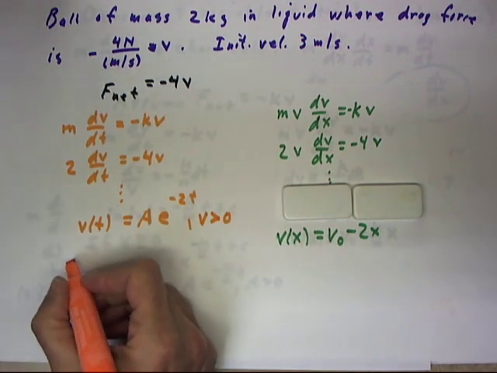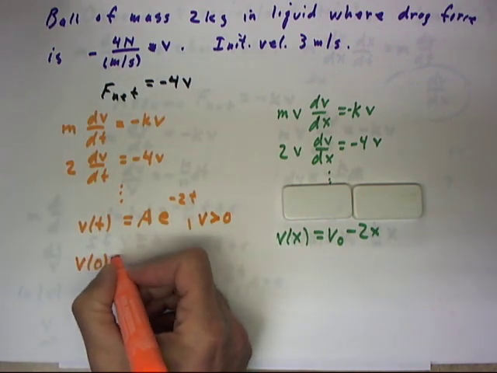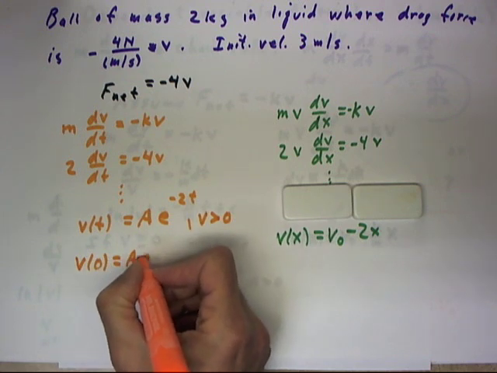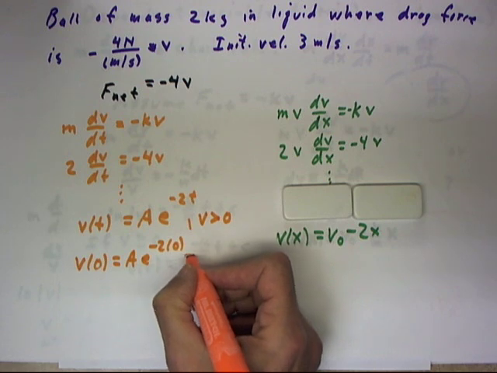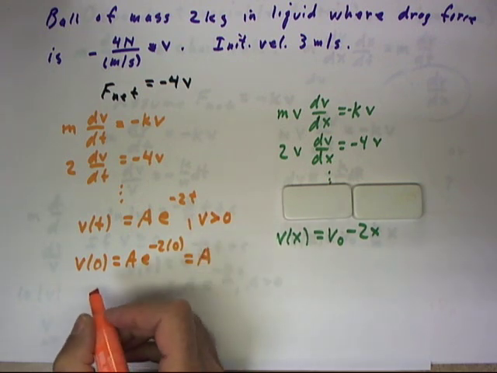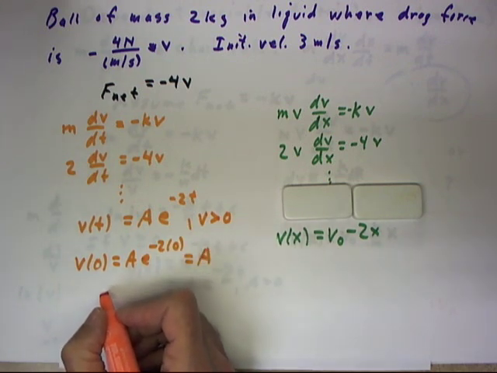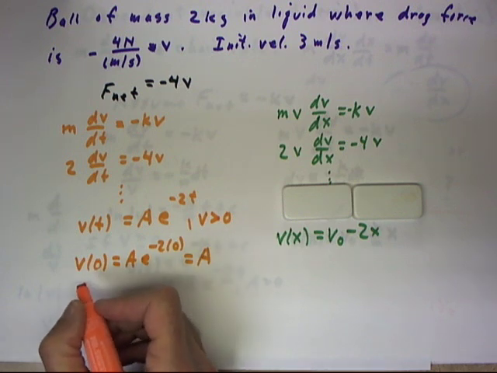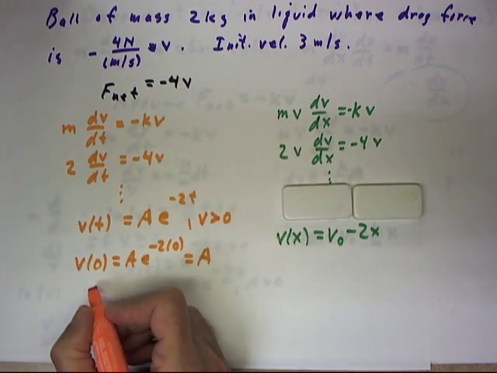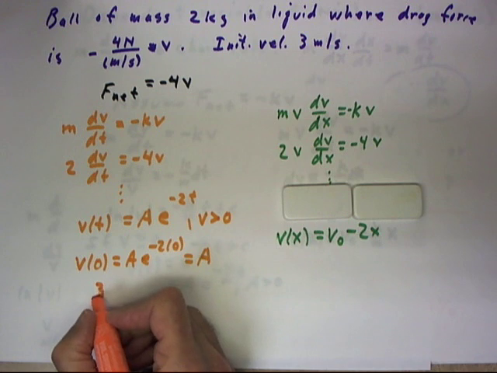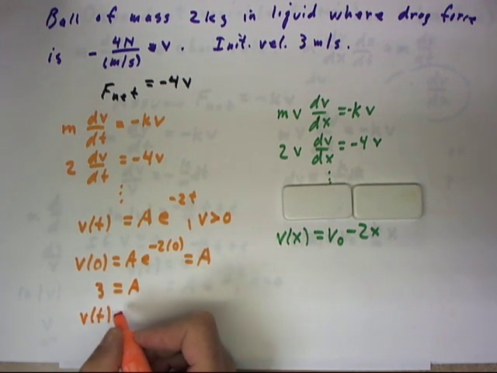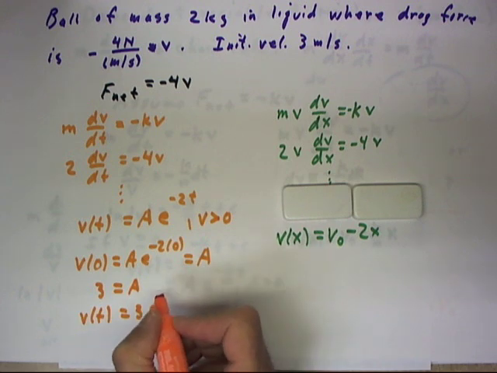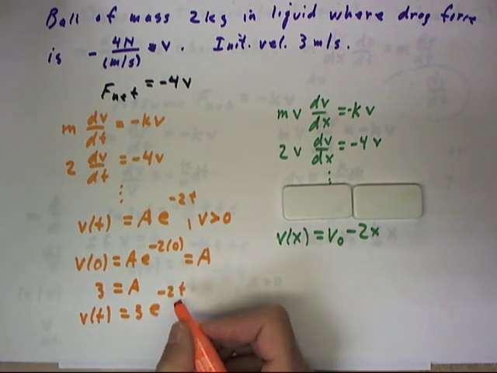Applying the initial condition, this tells us that v of 0 equals A e to the -2 times 0, which is A, and of course v of 0 is assumed to be 3 meters per second, so that 3 equals A, and our velocity function is 3e to the -2t.